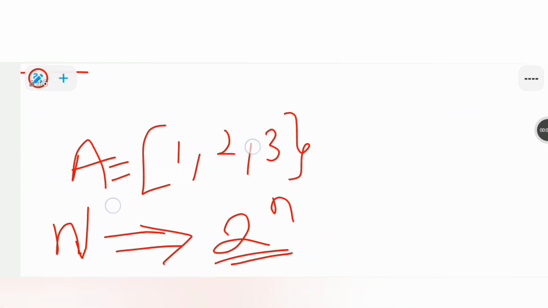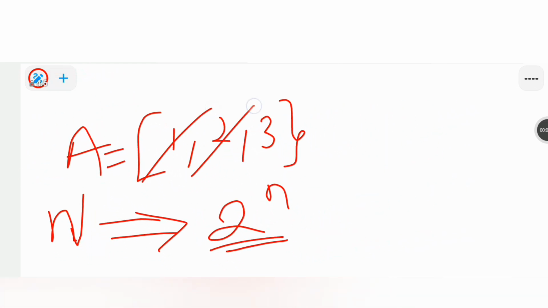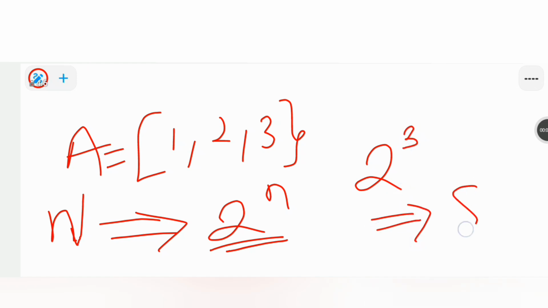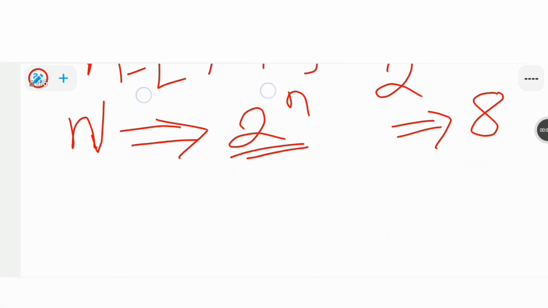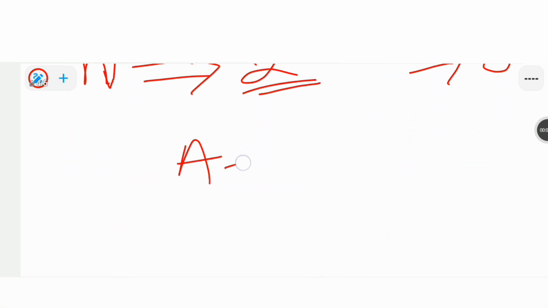But what is n here? N here means the number of elements that are in the set. So put it there, that will give you 2 raised to power 3, which will be 8. That means this set here, you have 8 children, okay, or 8 babies out of it. Now you might be told to write those babies or to write the subsets. So you write it like this. So you have A, 1, 2, 3.